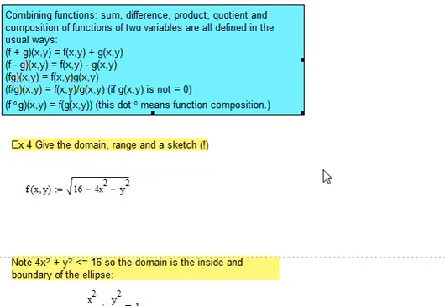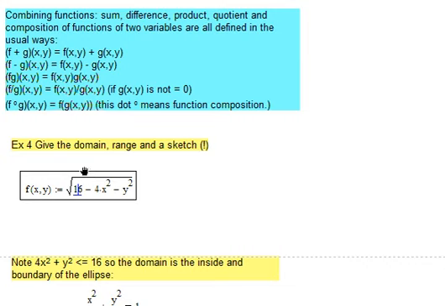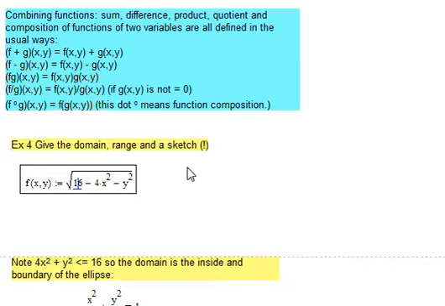Here's another problem with domain and range and a sketch. So we'd like to know the domain of f(x, y) equals the square root of 16 minus 4x squared minus y squared. Well, first of all, whatever x is and whatever y is, these are going to be subtracted from 16.